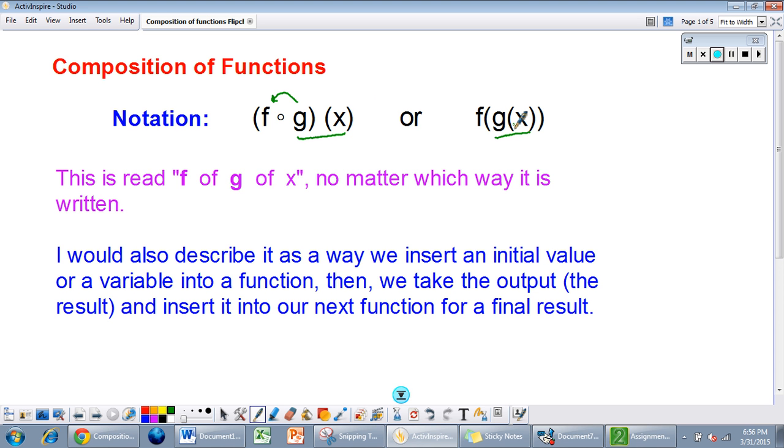Again, we would start with the g function, inserting whatever is in parentheses, whether it be a variable, a number, an expression, and we would start by putting it into the g function. That output or result gets inserted now into the f function for a final answer. Let me show you what it looks like in a picture.